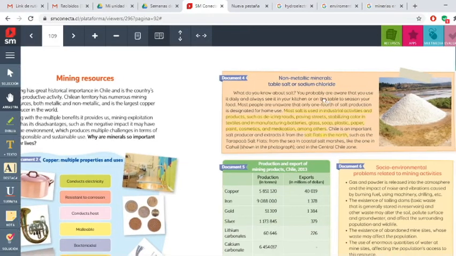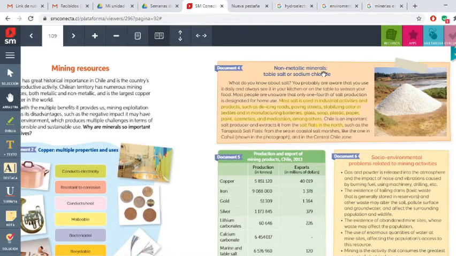And also, as you can see over here, we also have non-metallic materials, table salt, or sodium chloride, which basically is used by companies and industries to create other products, as we see over here: glass, soap, plastic, paper, paint, cosmetics, medication, among others. That is what the salt is used for.